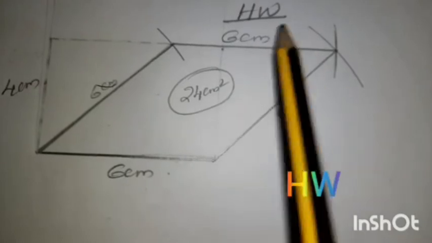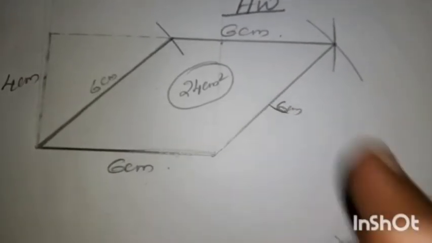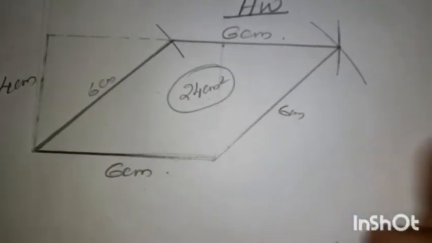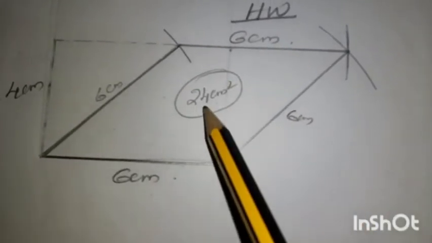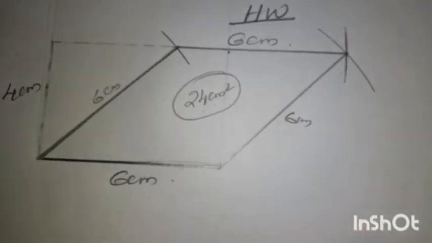Draw it as homework. Draw a rhombus of 6 centimeter sides and 24 centimeter square area. That will draw a rhombus.